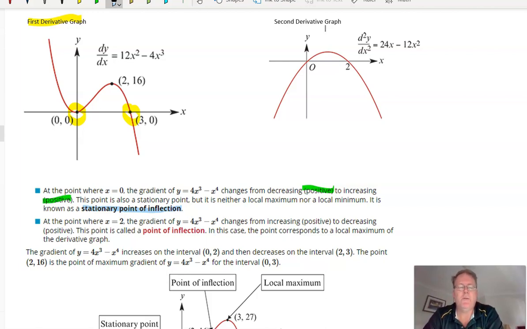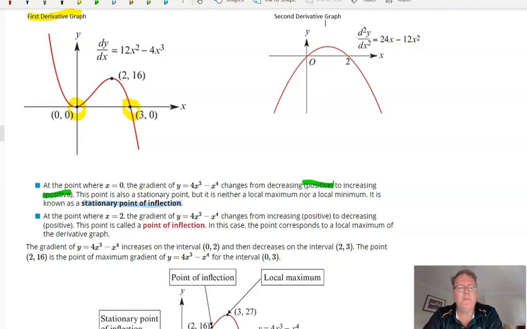So all of the points of inflection that we've discussed up until now are stationary points. So the stationary points were maximums, minimums, and points of inflection. So we're now going to call this a stationary point of inflection. Nothing new there, just a slight change in terminology, making it a little bit more precise.